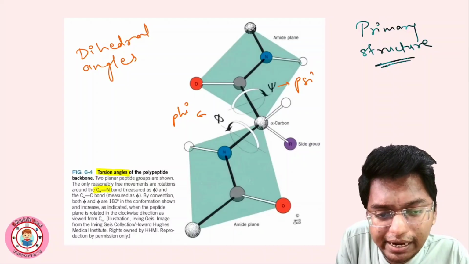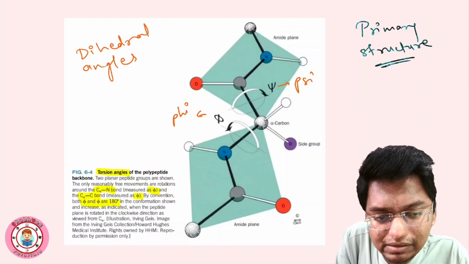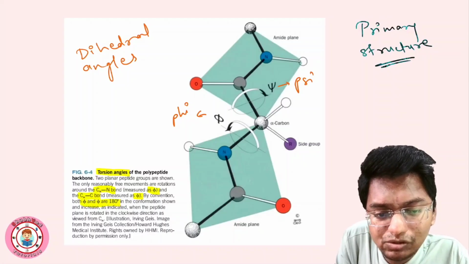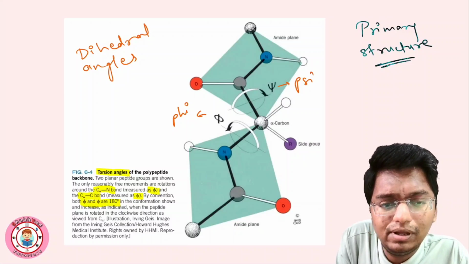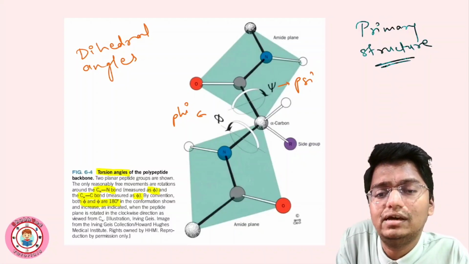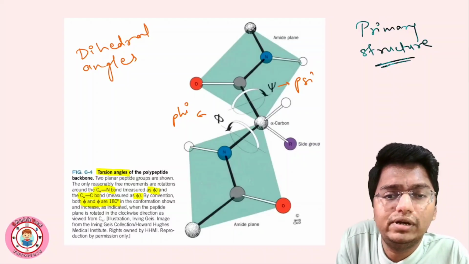So C alpha and N bond is called phi and C alpha and C bond is known as psi. Okay, so by convention both phi and psi are 180 degrees in the conformation shown and increase as indicated when the peptide plane is rotated in the clockwise direction as viewed from C alpha. Okay, so this you have to remember. Torsion angles means restricted movements, that kind of effect happens on these angles, right? So the range is from -180 to +180. Okay, and these are very important.